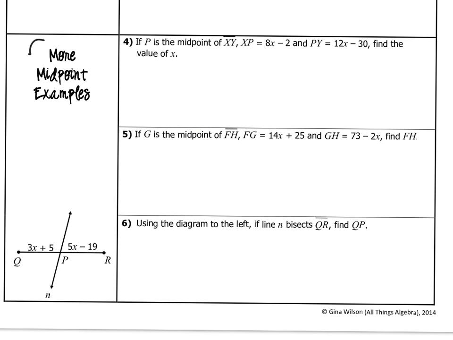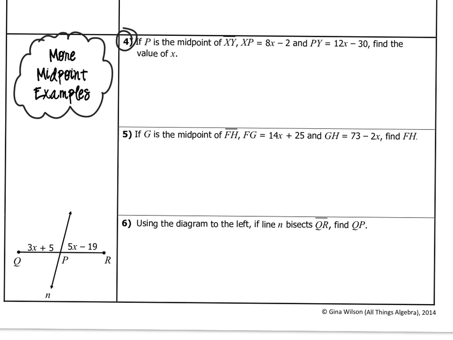Let's go ahead and take a look at some more midpoint examples. Number 4 says if P is the midpoint of xy, xp is equal to 8x minus 2 and py is equal to 12x minus 30. So we'll find the value of x.